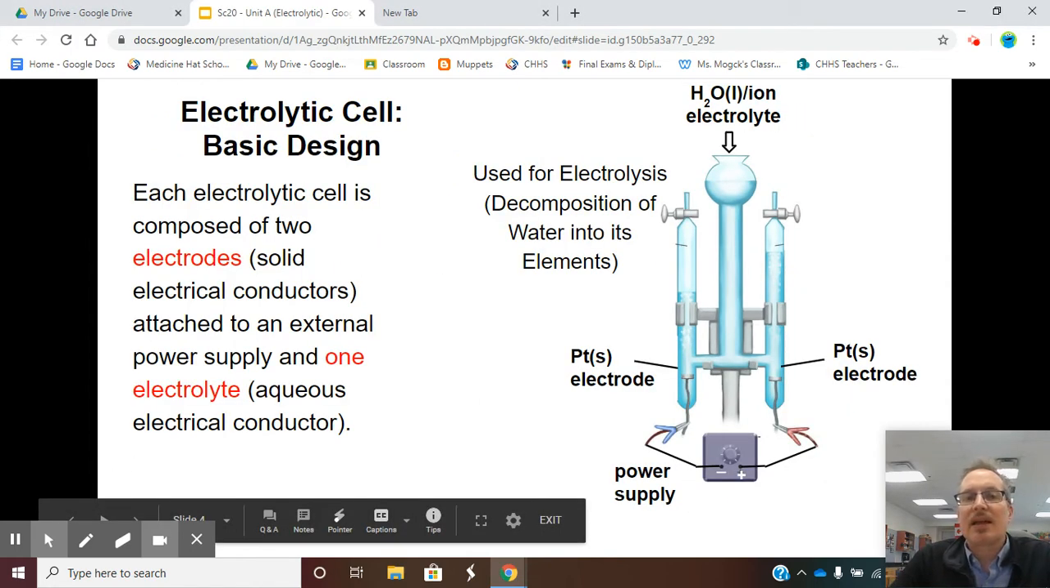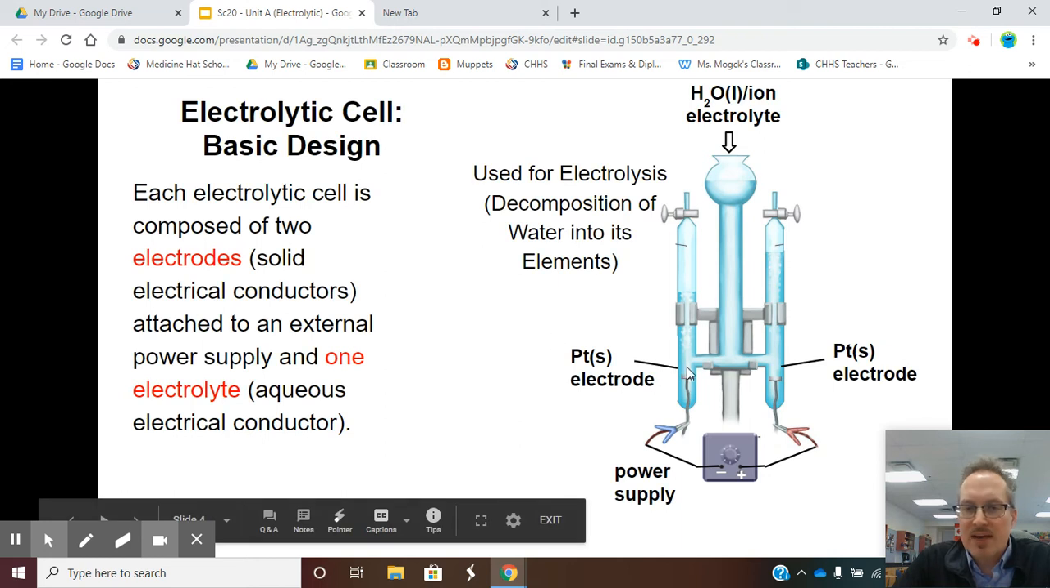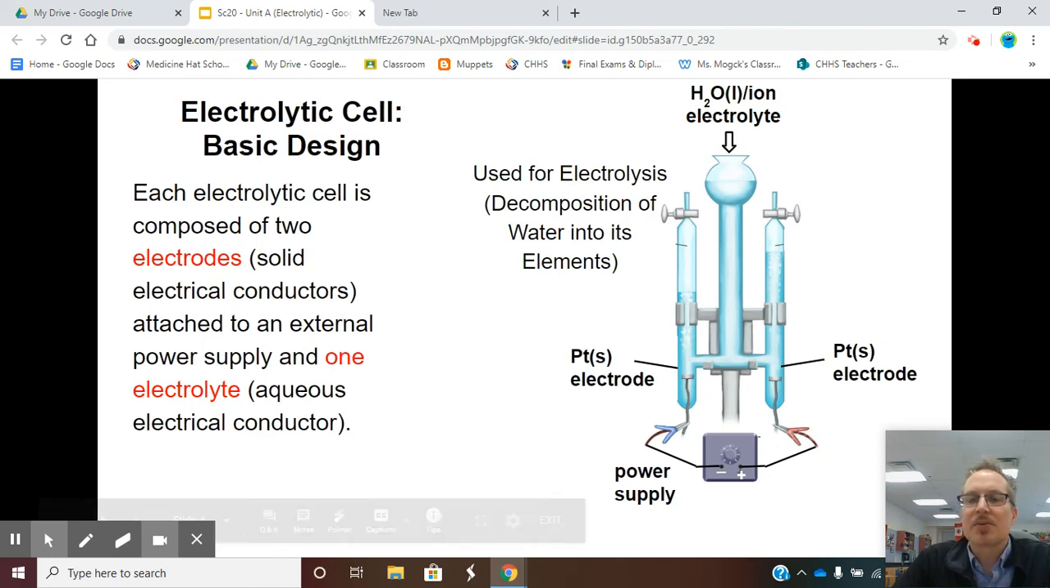Now, like in a voltaic cell, there's a basic design to this. All electrolytic cells are the same for some parts. Now, they might look different in how we put these in a container or whatnot, but all electrolytic cells still contain two electrodes. There's still two solid electrodes. So we have one platinum electrode right here. We have another platinum electrode right here.